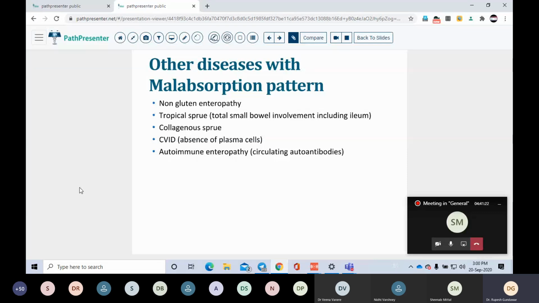Again, tropical sprue is because of bacterial inflammation. The other clinical finding you will also get is deficiency of vitamin B12 or folic acid, as the ileum is involved. It can be in collagenous sprue. It can be in CVID, that is common variable immunodeficiency. In those cases, you will see the conspicuous absence of plasma cells. And malabsorption can be seen in autoimmune enteropathy because of circulating autoantibodies like anti-enterocyte antibodies. You will see the absence of goblet cells.